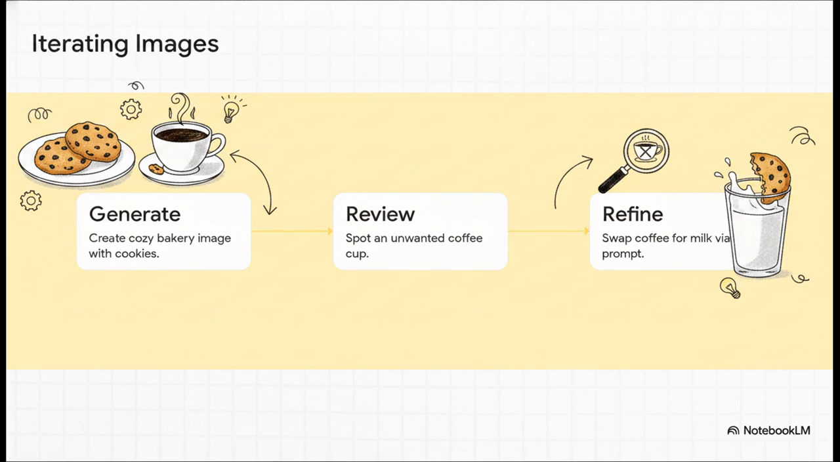But wait, what if the AI includes a cup of black coffee in the background and your brand is all about dipping cookies in milk? You don't have to start completely over. It is so easy to iterate. You simply ask it in the prompt to swap that coffee out for a glass of milk, and boom, the image updates precisely to your specifications. That level of effortless iteration is an absolute game changer.